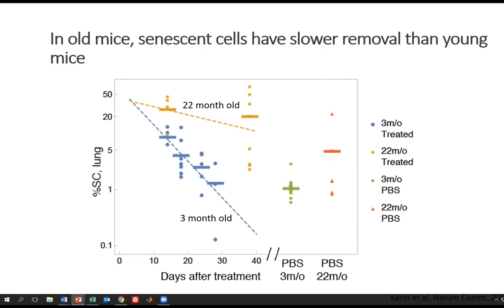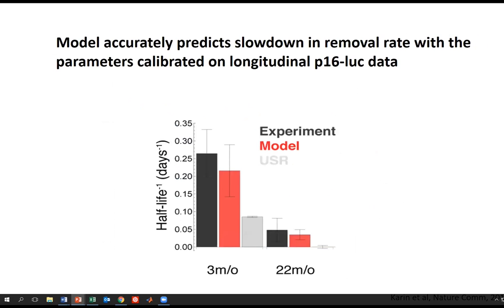So we got a pretty good confidence that we have some understanding that senescent cells are produced more with age and they slow their own removal. The removal gets slowed down, and so they have a longer half-life.